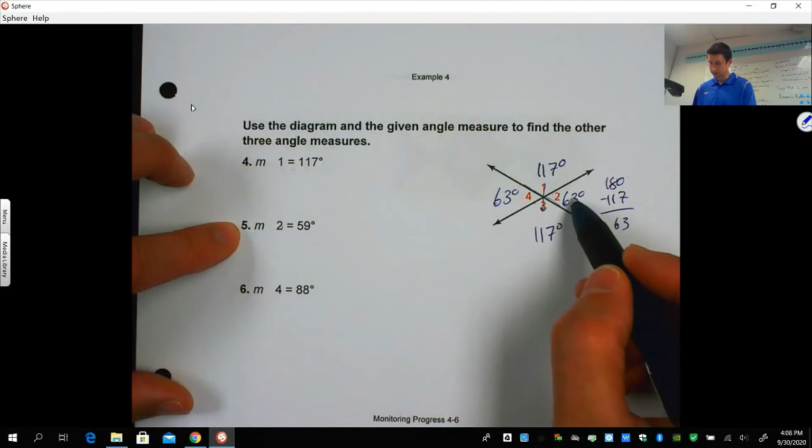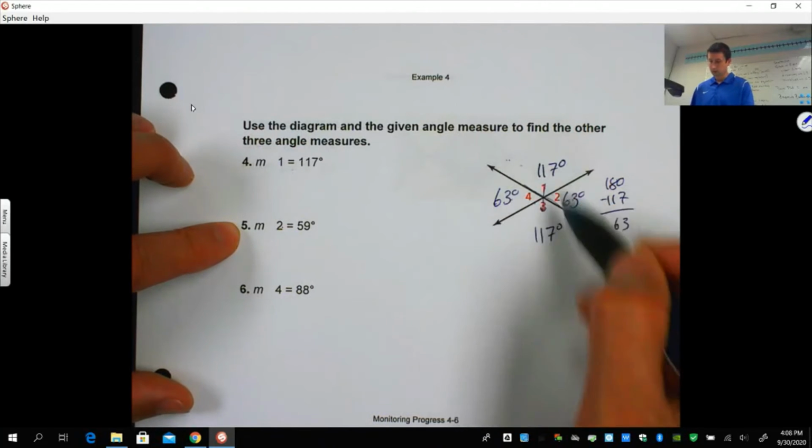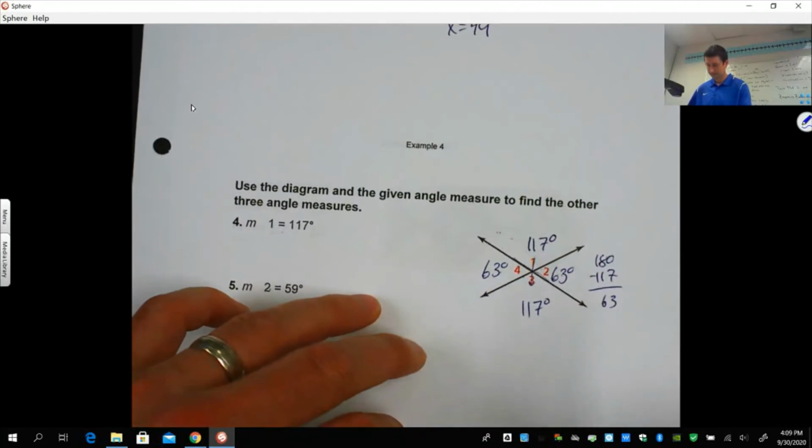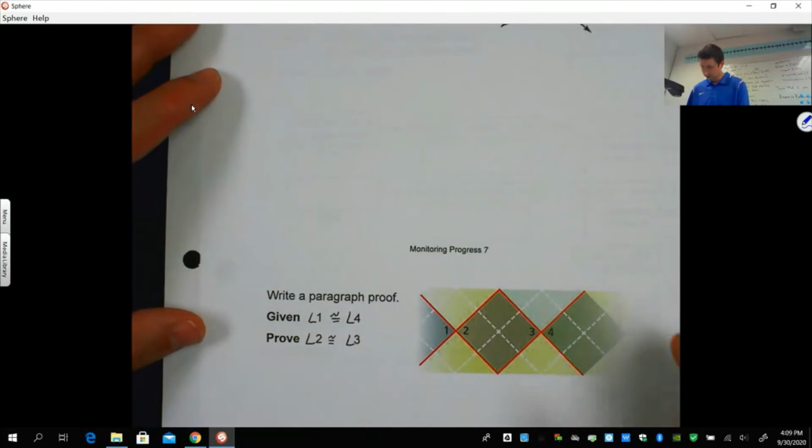2, if that's 59, that's 59. Take 180 minus 59, you get 121. That would be 1 and 3. 7's the same as what we've seen.